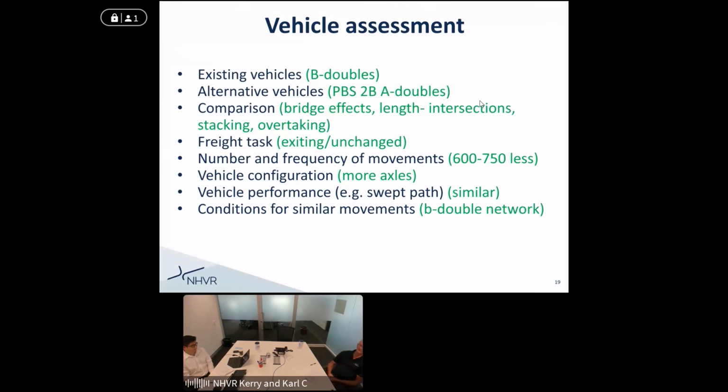But for most local authorities on your major roads, it's probably not a big local authority issue because generally these would be looking at last mile access. The freight task, that should say existing, but it says exiting, and it should be unchanged. Number and frequency of movements.